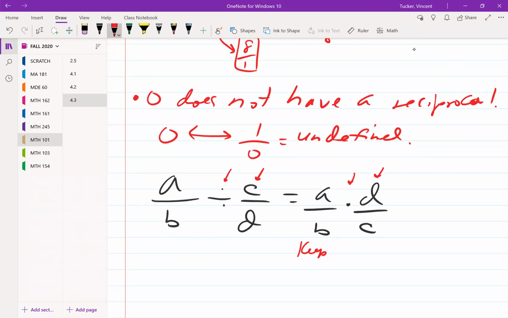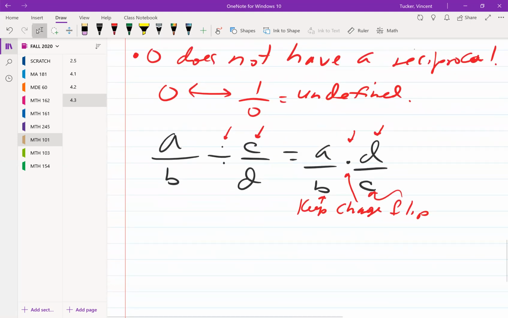So keep, change, flip. Keep the same fraction. Keep the first fraction. Change the division to multiplication, and then you flip the following fraction. Once you convert it to multiplication, then you just follow all the multiplication rules. But you cannot follow the multiplication rules until you actually legitimately convert it to multiplication.